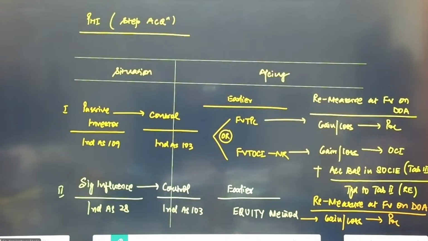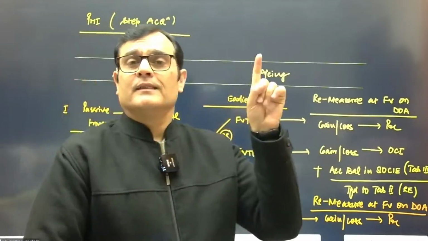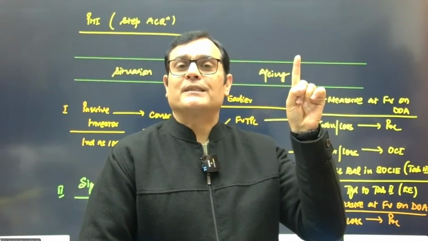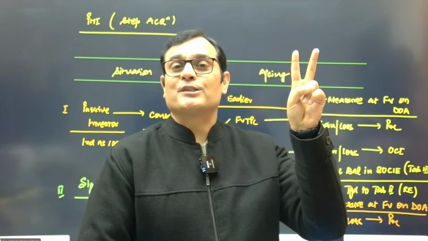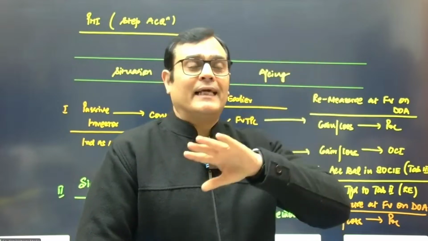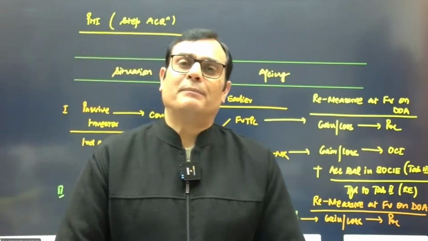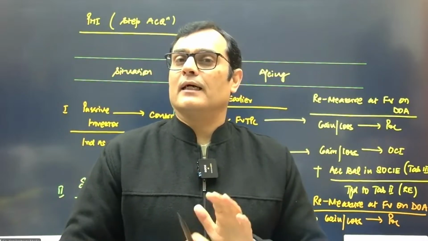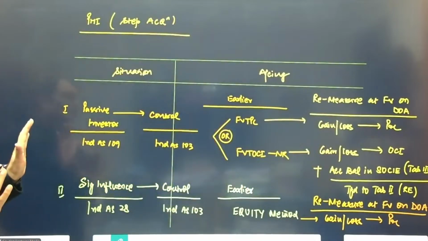So the moral of the story is, I think, simple to put across in this chart. If you were a passive investor at FVTPL, gain or loss in P&L. If you were a passive investor at FVTOCI, gain or loss in OCI. If you were a significant influence, gain or loss in P&L. And in the OCI case, accumulated OCI balances are also transferred to retained earnings in tab number 2. I hope the structure is clear. So far, so good.